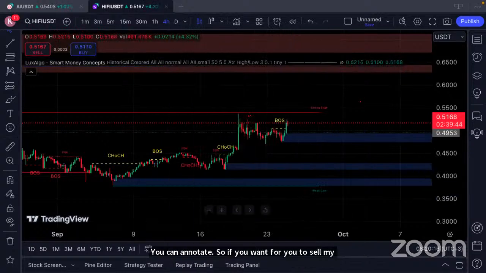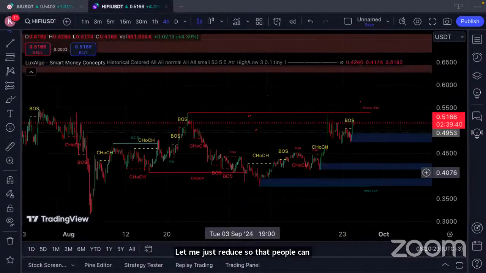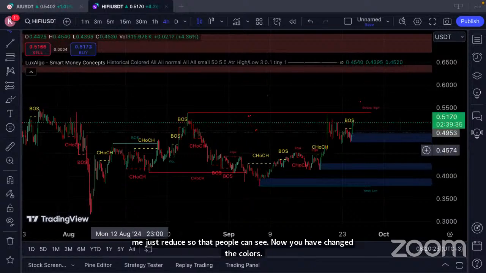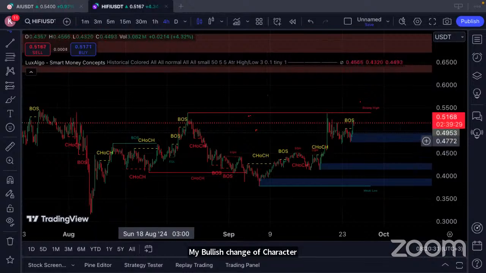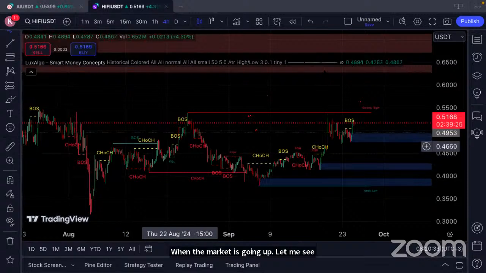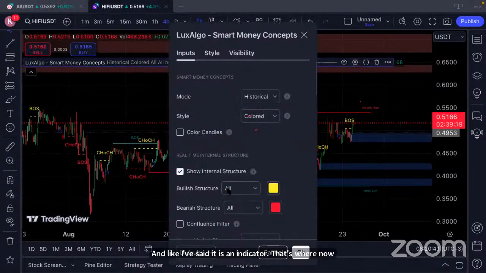Let me just reduce this color so that people can see. Now you have changed the colors. You are saying, let yellow represent my bullish change of character when the market is going up. But like I've said, it is an indicator. That's where now people miss out. It is just an indicator. It's not a big deal.